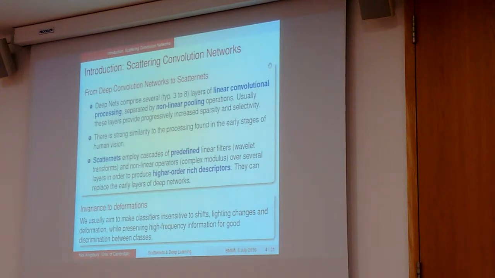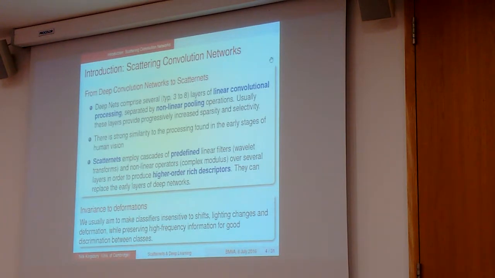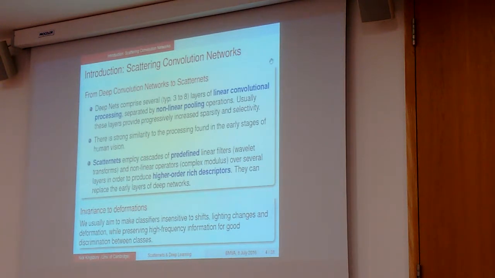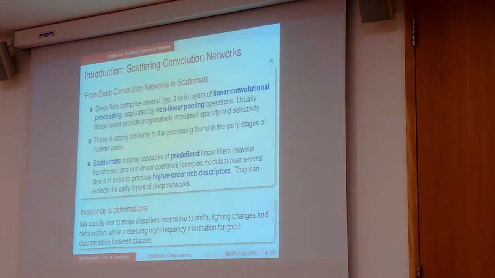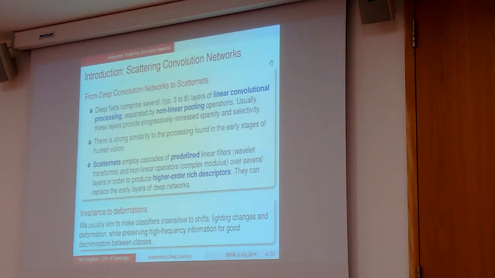Basically, as we've heard already, deep nets comprise a number of layers of convolutional processing separated by nonlinear pooling operations. And usually the basic idea is that these layers should provide progressively increased sparsity of representation and selectivity. And it has been postulated and to some extent shown that there are strong similarities to the processing found in the early stages of human vision.